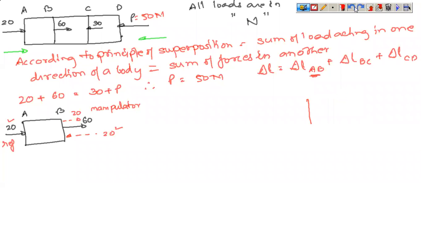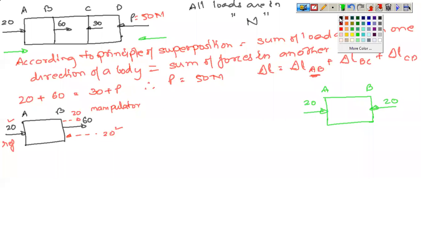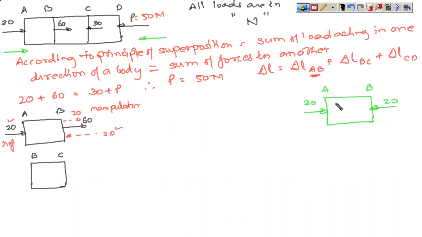So your final AB is something like this. This is 20 and this is 20. What are you left with? Come to BC. Now this is BC. Now this 20 has been consumed here. So you are left with 20 in this direction and 60 in this direction. So this adds up to 80 in this direction.